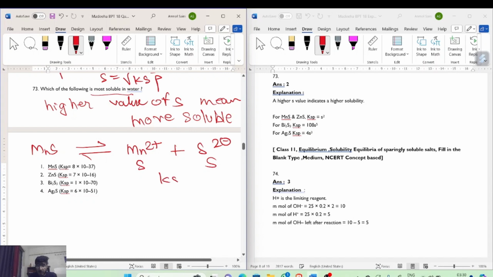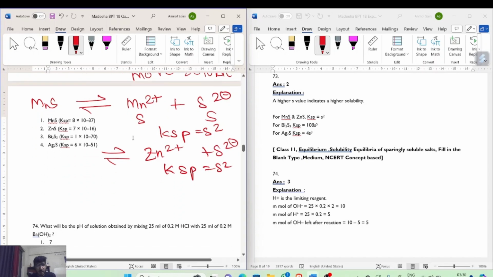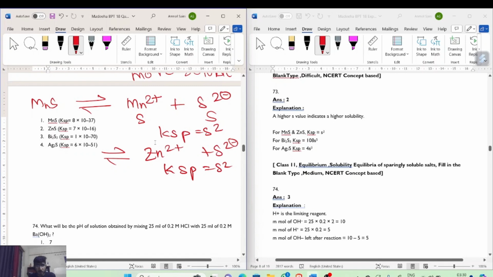So the solubility product Ksp is equal to S square. Similarly for zinc, it will be Zn2+ plus S2-. So here also the solubility product will be S square. First of all, we are calculating the solubility product for all the options.